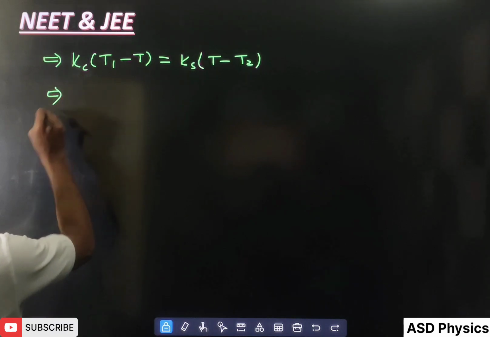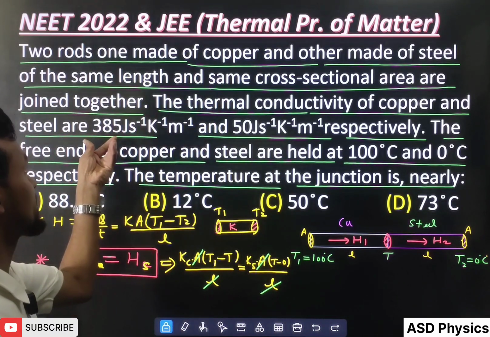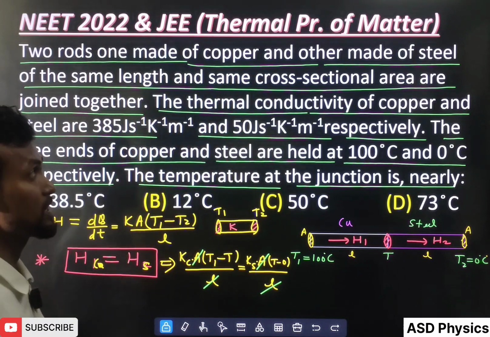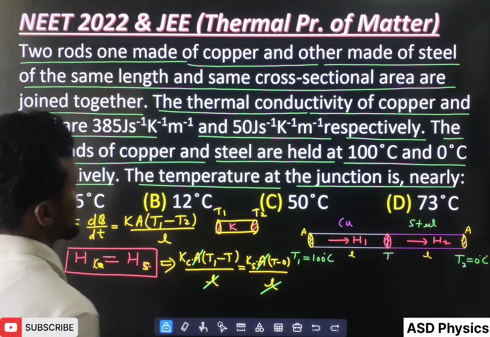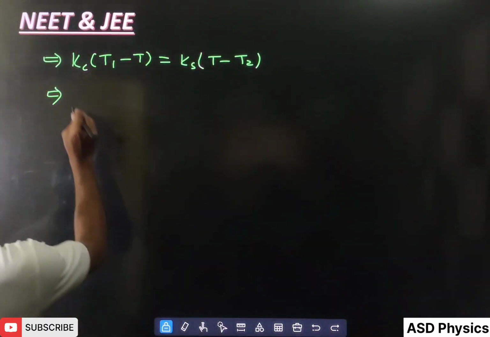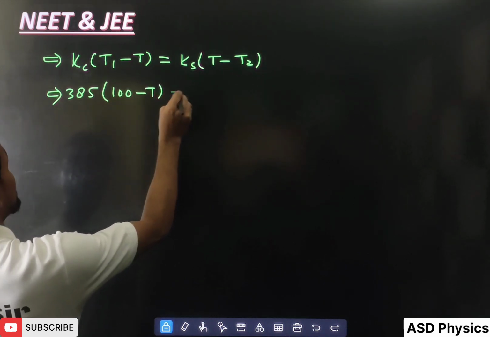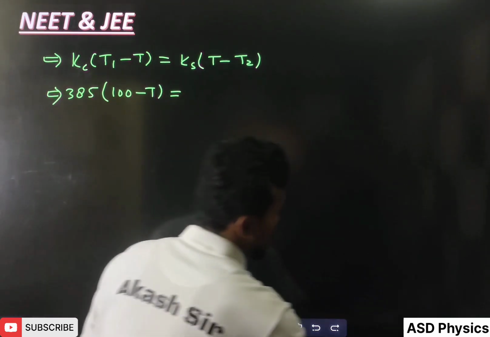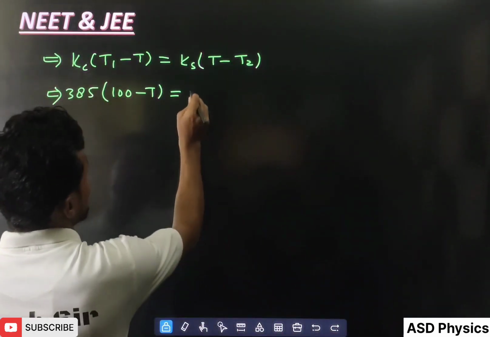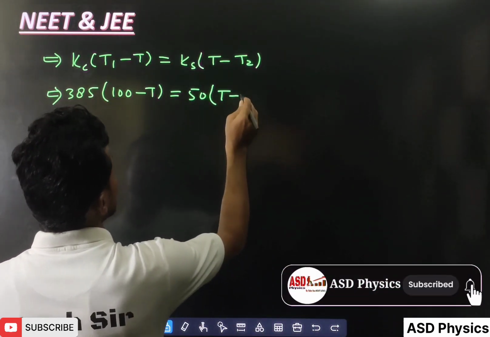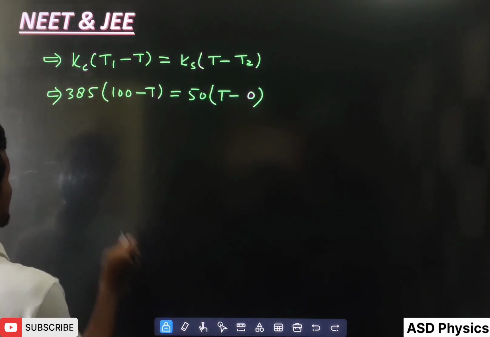Okay. After that, we'll put here the values. Now, copper, what is given here? For the copper, 385, and for the steel, 50 thermal conductivity, and the temperature T1 is 100 and T2 is 0. All this we are going to write here. Okay. So see here, this is given here 385. Here how much here? 100 minus T is equal to Ks. How much here? Again I will check. I think so 50. Is it? So see here 50 is there. Okay. So this is the 50 and T minus what is given here? 0. Okay. Now we are just left with the calculations.